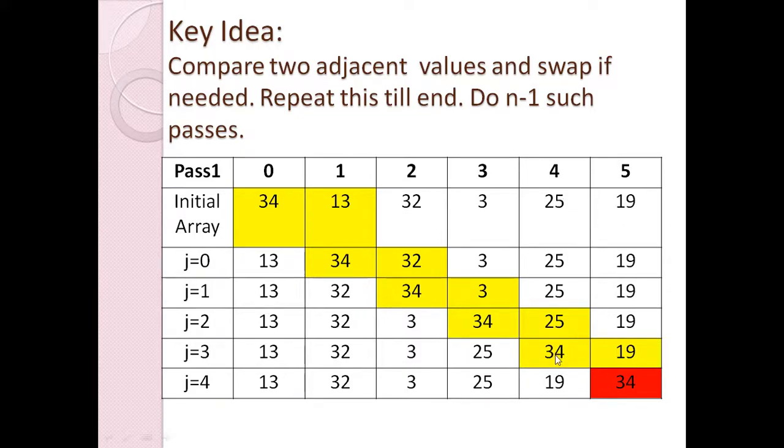Finally, we compare the fourth and fifth element. You'll see that 19 is smaller than 34. So 34 will go this side after swapping. And this is the outcome of pass 1. You see here that all the elements are not sorted, but the greatest element has reached the rightmost position, this 34. So in each pass, one element reaches the rightmost position where it must be.